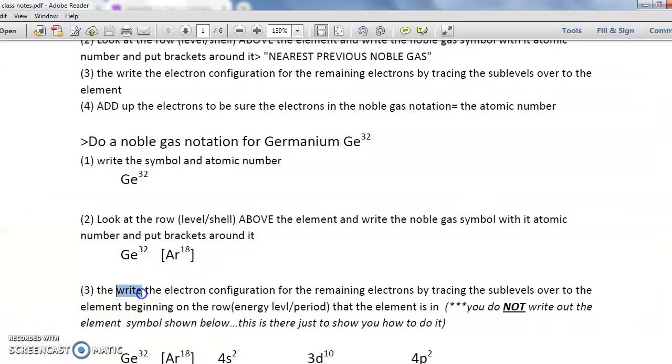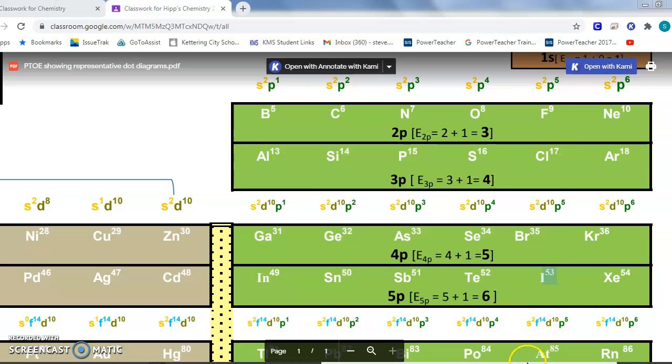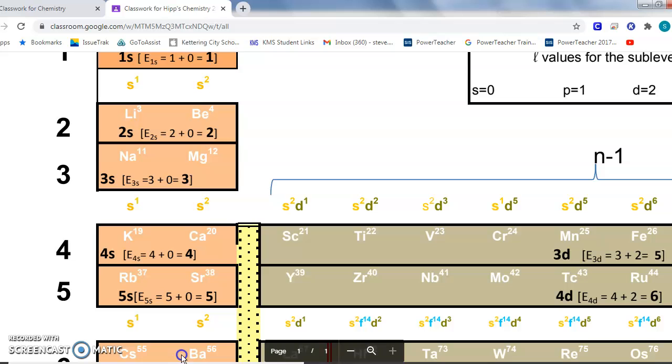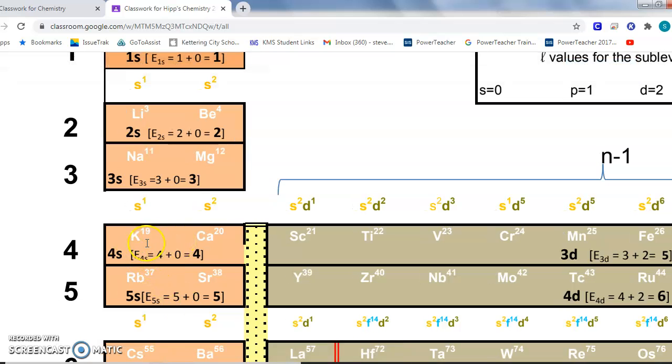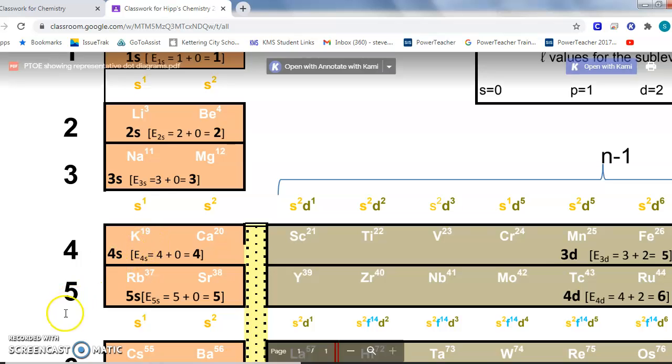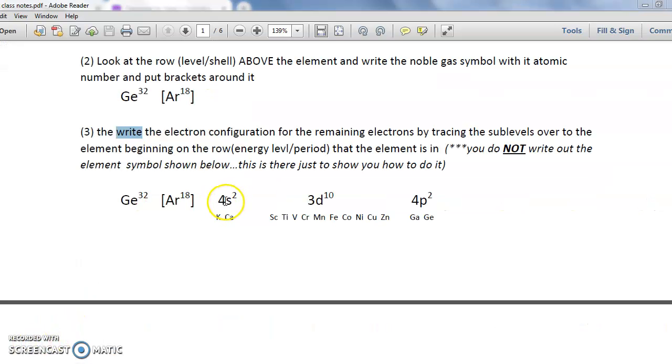Now we're just going to start at argon 18. Remember, when we did electron configurations, we always started at hydrogen number 1. We started at square 1. Well, now we're going to start our electron configuration, the remaining of it, at the element we left off. So here's argon 18. And we're trying to get to germanium 32. So here we go. I just go to the next row. 19 and 20 is calcium. That's 4s. There's 2 elements there, so we would write 4s2. There's 4s2 for germanium.